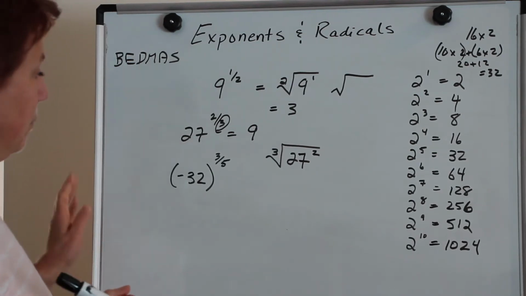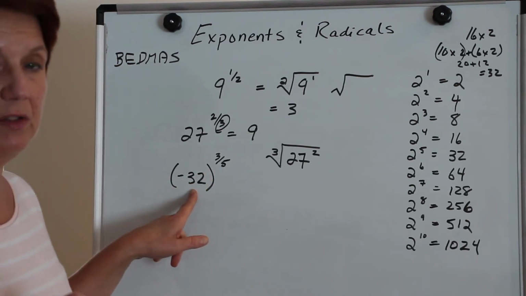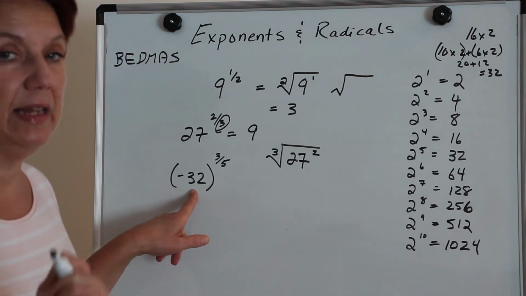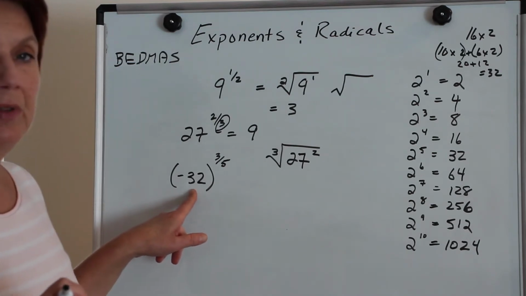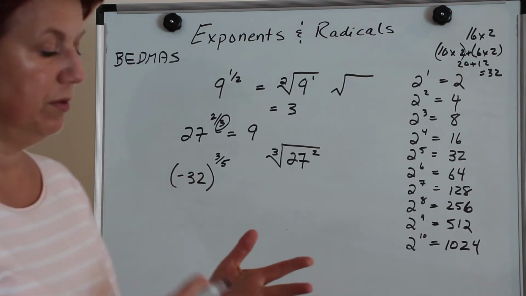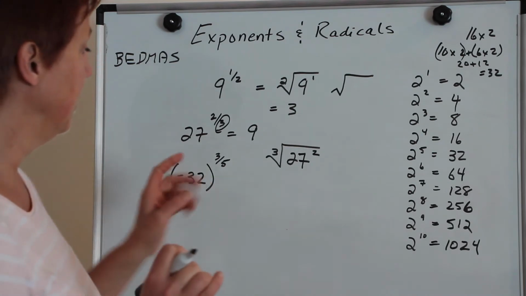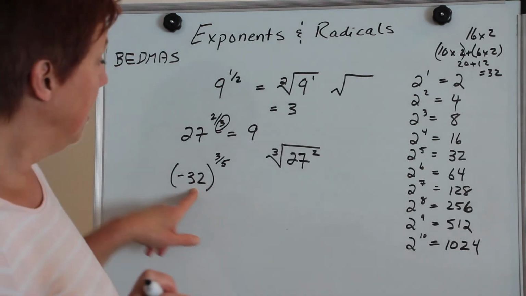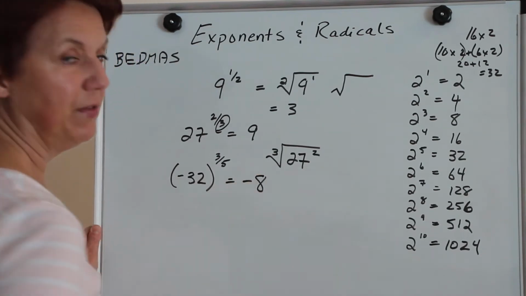All right, so what about this one? Well, can you take the 5th root of a negative? Yes, you can. You can take the odd root of a negative number, but you cannot take the even root of a negative number. We'll go into that more in a few minutes. The odd root of a negative will be negative. The odd root of a positive is obviously positive. Negative 2 times negative 2 times negative 2 times negative 2 times negative 2 is negative 32. So the 5th root of negative 32 is negative 2. Then we raise that negative 2 to the power of 3, and we get negative 8.